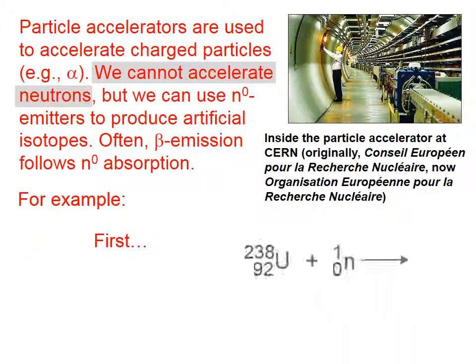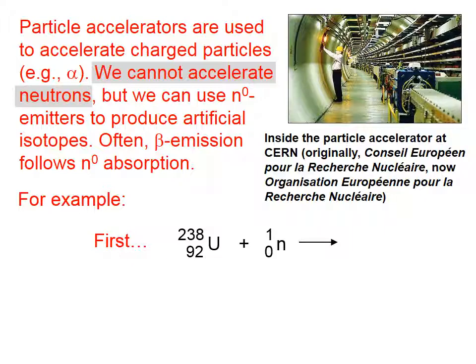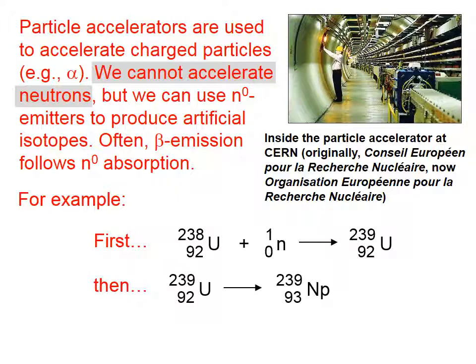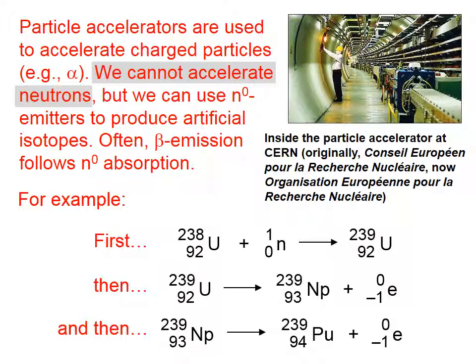But what we can do, for example, is bombard uranium-238 with neutrons, and when a neutron is absorbed, it of course turns into uranium-239. Uranium-239 is a beta emitter. In doing so, it transmutes into neptunium-239, which is also a beta emitter, and will transmute into plutonium-239.